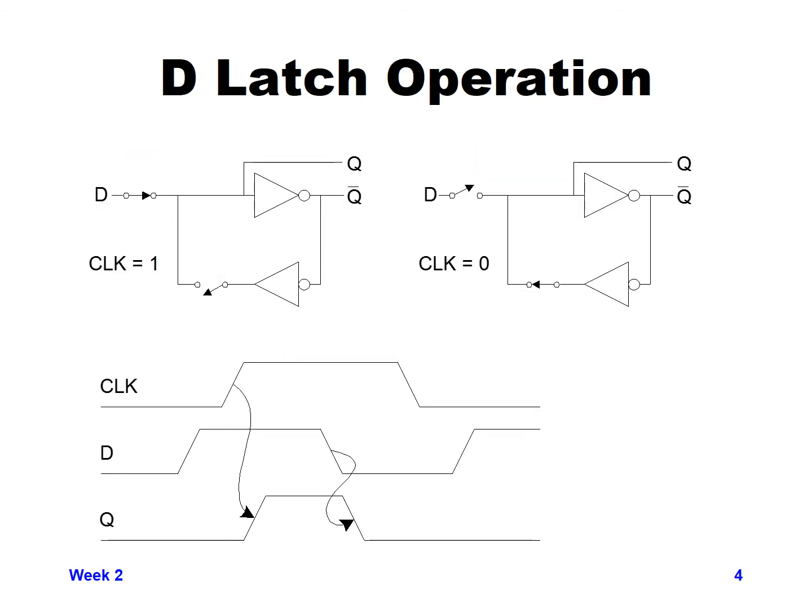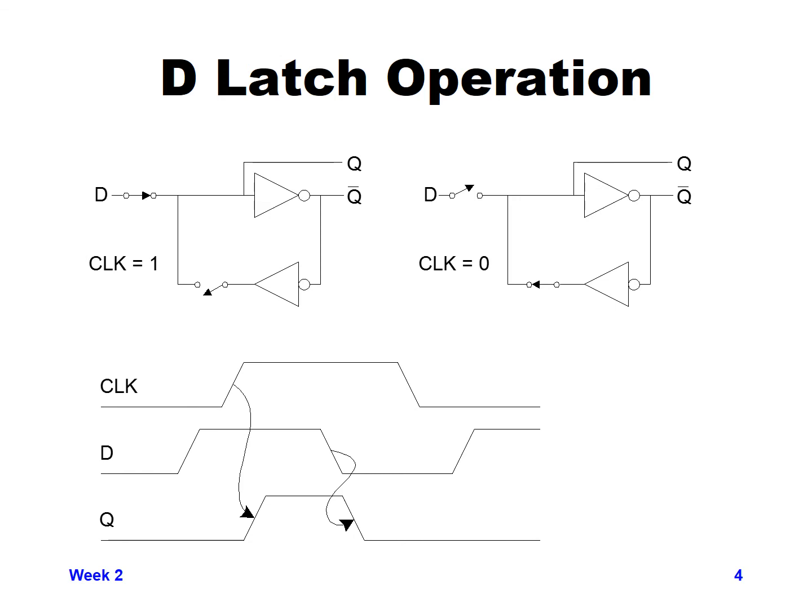This slide shows maybe a little easier to understand version of what I just described in the last slide on how the D latch operates. In the upper left corner, we're replacing the pass gates with just switches. When clock is 1, the switch that connects D to Q is turned on, and the switch that has the feedback from the buffered version of Q is open or turned off. So when clock is 1, D flows straight through to Q.